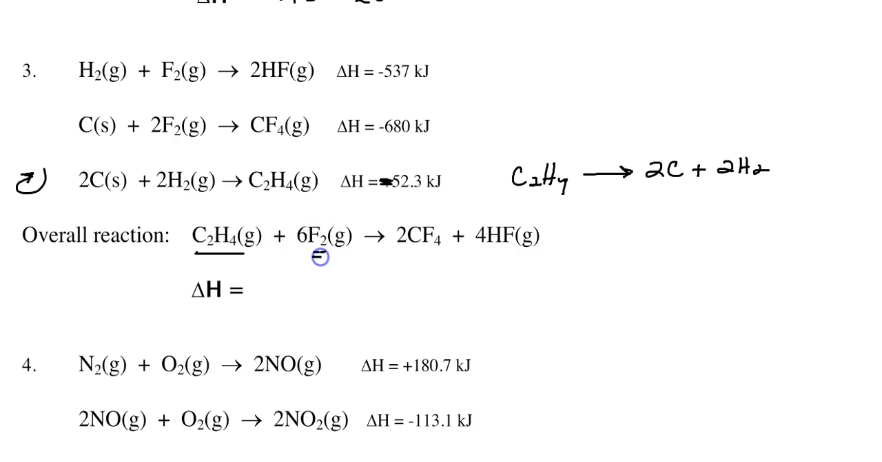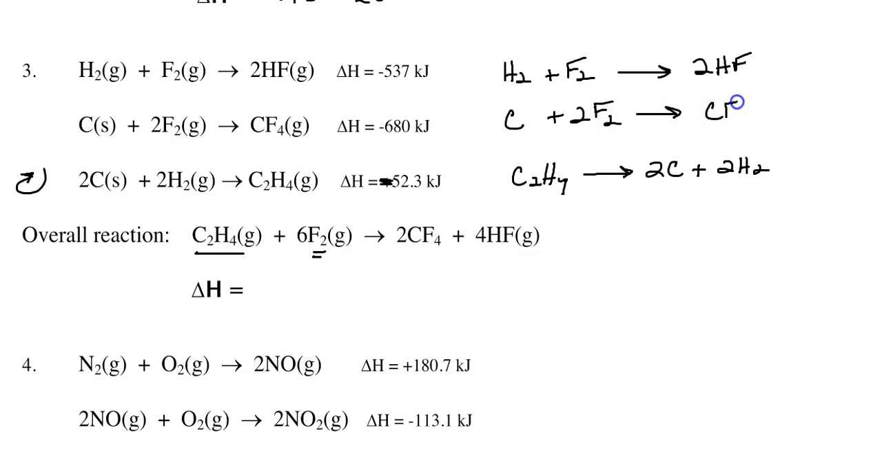Now I need some F2s, and all my F2s are here. Okay, we can do this. And 2 CF4s. So basically I'm going to write that out. I've got my H2 plus my F2 gives me 2HF. Then I've got my C plus my 2F2, and that gives me my CF4. So what are we trying to do? We're trying to get this reaction at the end.